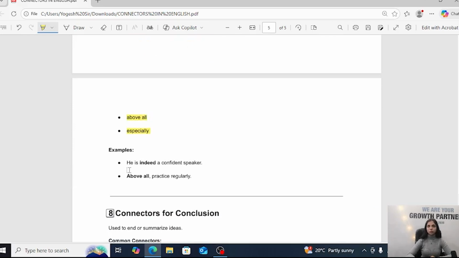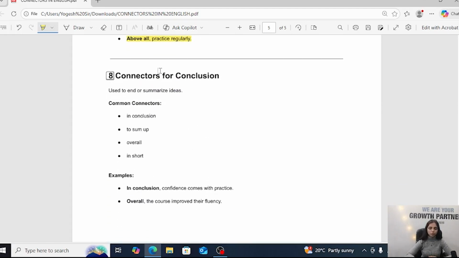He is indeed a confident speaker. See, in this sentence, you could have simply said he is a confident speaker, but then you're mentioning indeed here. What is indeed doing? Indeed is a connector which is just emphasizing the quality of this particular speaker, that he's a very confident speaker. Next is above all, practice regularly. You could have simply said practice regularly, but when you say above all, you're laying a lot of stress on the particular suggestion that you're giving to some other person.